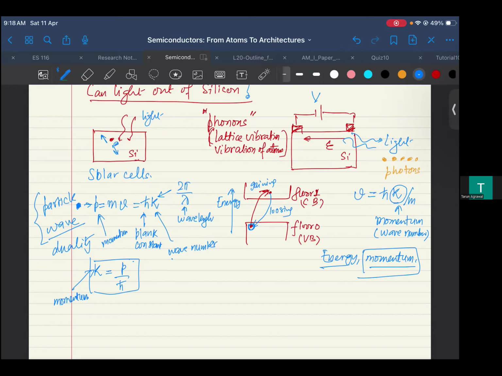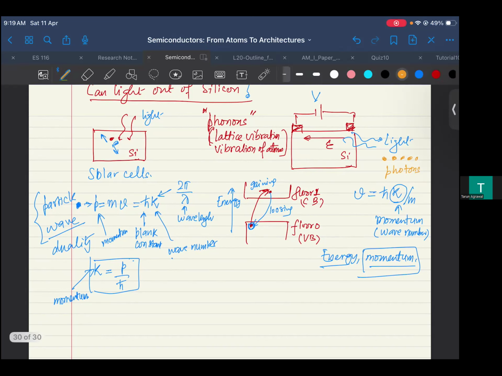So why do you say there are two different possibilities, which you described in the video on generation and recombination? You said there are two possibilities when it comes back, which you name non-radiative recombination and radiative recombination. What does radiative and non-radiative mean? Where does it come from? This is the idea we are now going to discuss.